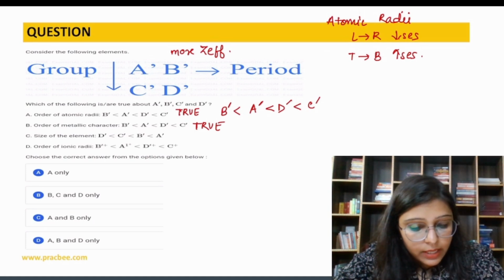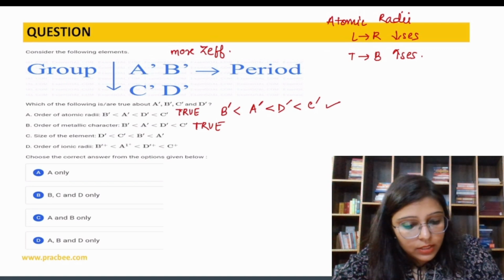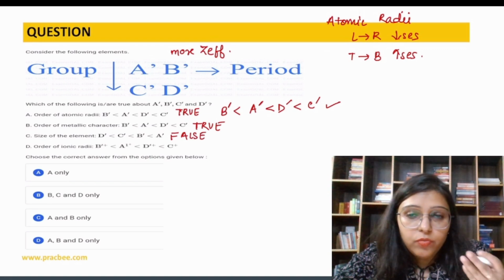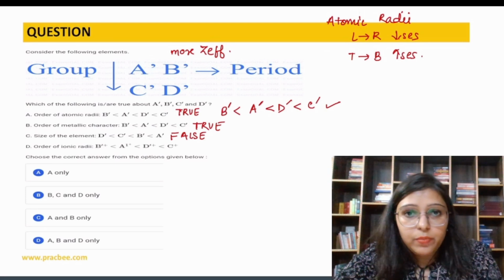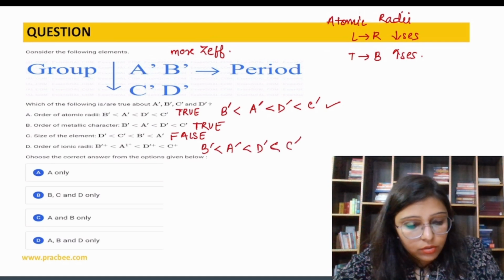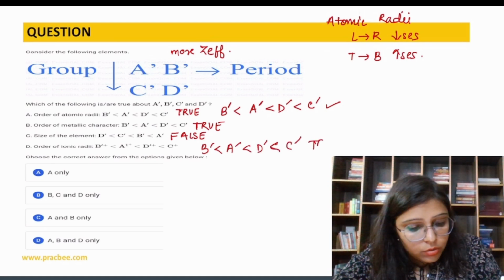Now size of element. If we talk about the size of element, C dash is greater. So this is false. Now let's talk about the ionic radii. Ionic radii follows the same trend as the atomic radii. So this is also B dash, A dash, D dash, and C dash. So this is also correct. So this is also true.